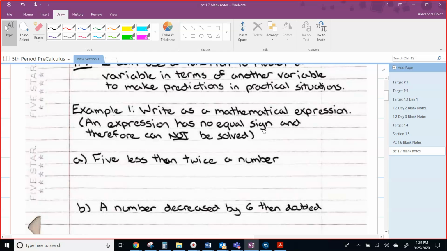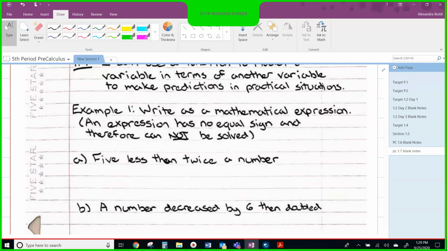So for example 1, we are going to write all of these as expressions. And remember, an expression is something that does not have an equal sign, and therefore you are not solving anything. Again, expressions do not have equal signs, and therefore we are not solving them, or just saying this is an expression.